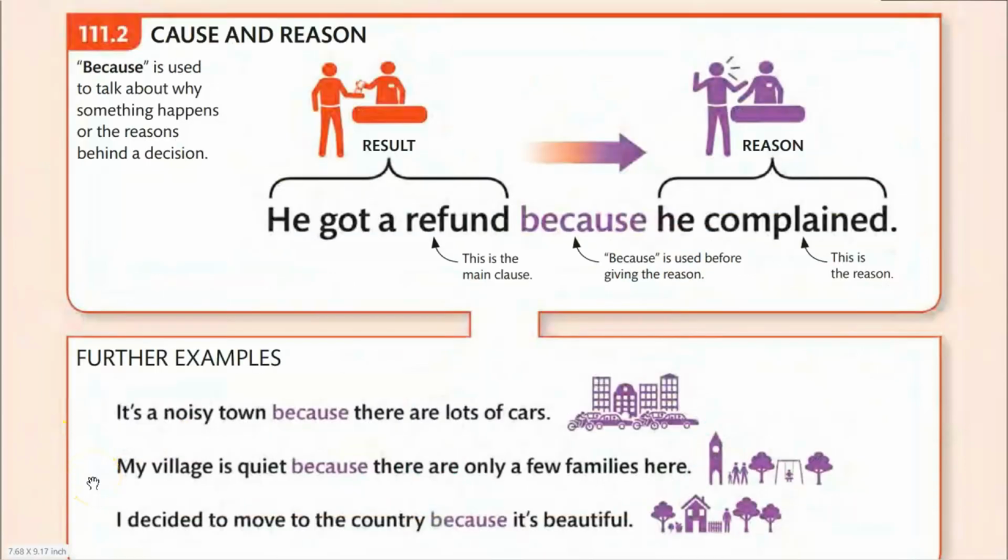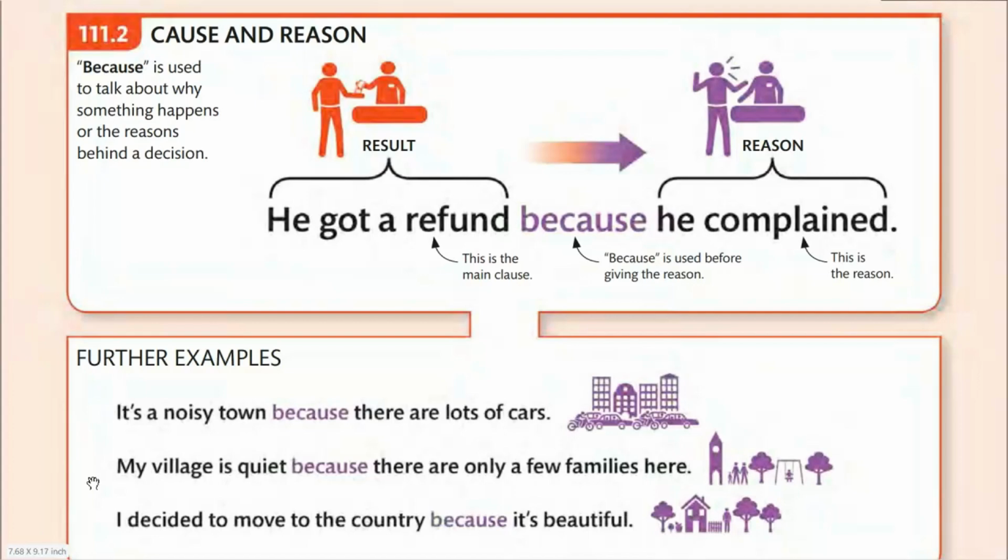Now, we have talked about subordinating conjunctions for purpose. Now, we want to talk about subordinating conjunctions for cause and reason. Because is used to talk about why something happens or the reason behind a decision. Please, purpose is different. That's why when you listen to a lesson on adverbial clause of purpose, it's different from adverbial clause of reason. Reason is why something happens, the reason behind it. Purpose is, okay, the intention.